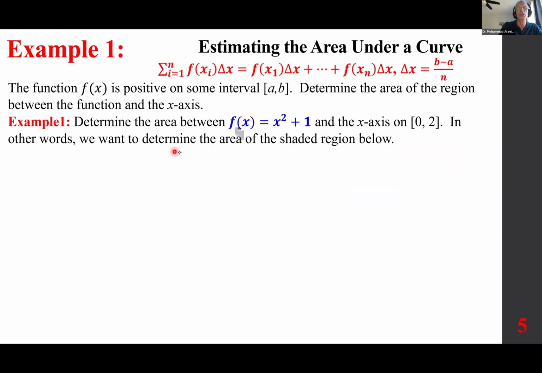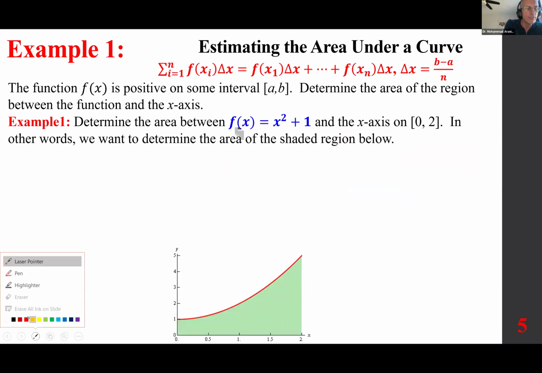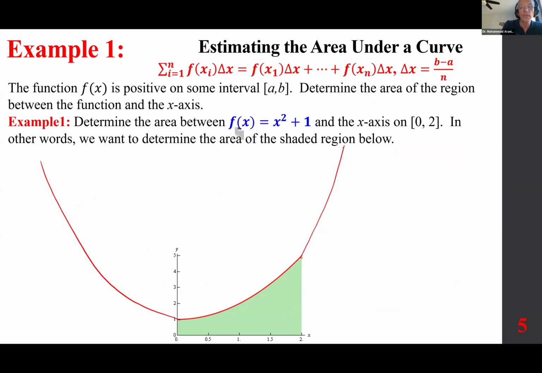In other words, we want to determine the area of the shaded region as follows. This is the function y or f of x equals x squared plus 1. Remember, y equals x squared shifts up by 1 unit, ends up here, right? You follow what I'm saying? And we are going to limit it from 0 to 2 because it's easier to illustrate it that way.